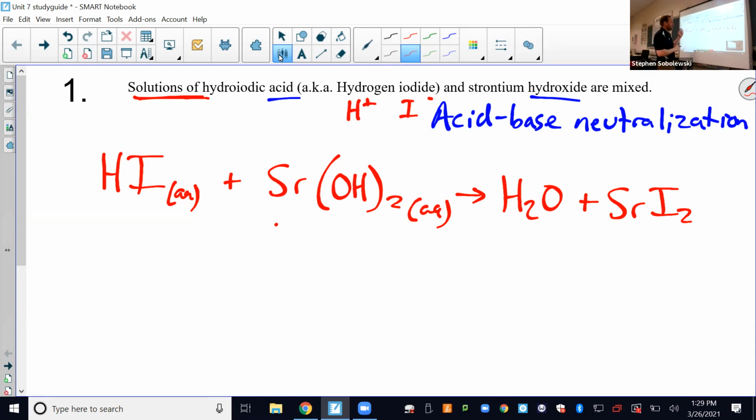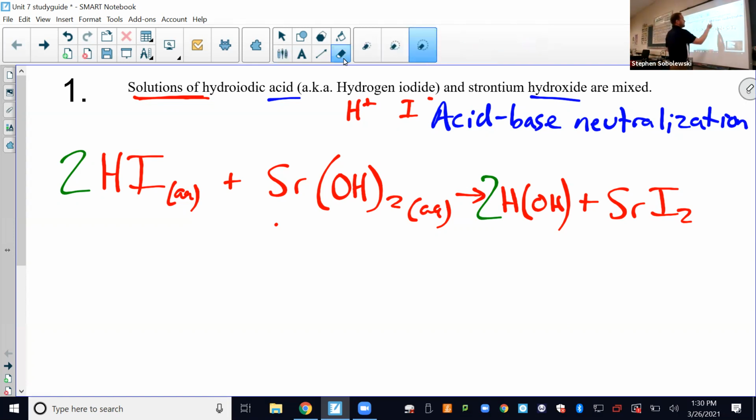Okay, so the trick we can use for these neutralizations is to temporarily refer to the water as HOH. And now I have HI, like H ions, I ions, Sr ions, and hydroxide ions. Same thing on both sides. All right, well, let's see what needs balancing. I see 2 iodines here and 1 here, so I'm going to put a 2 there. That gives me 2 of these front hydrogen ions, 1 front hydrogen ion, 2 hydroxides, 2 hydroxides, 1 strontium, 1 strontium. So we're good, and now I'm just going to change this back to water.